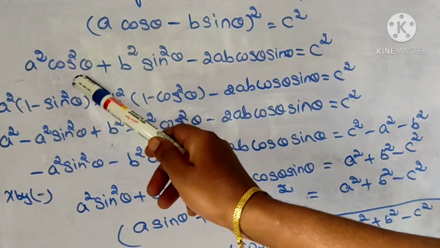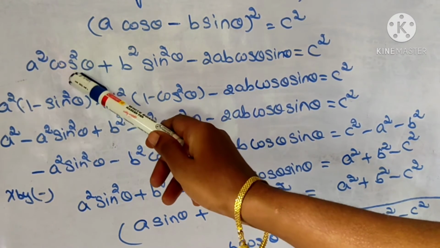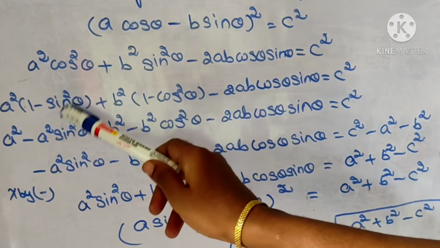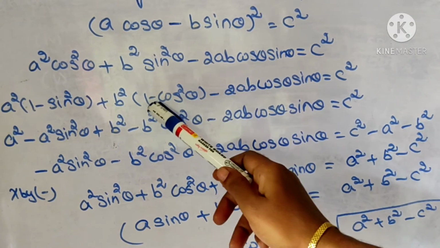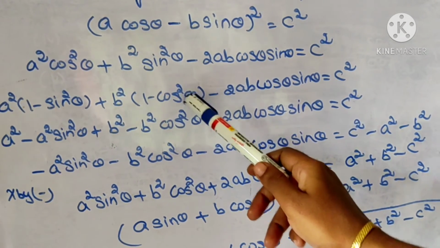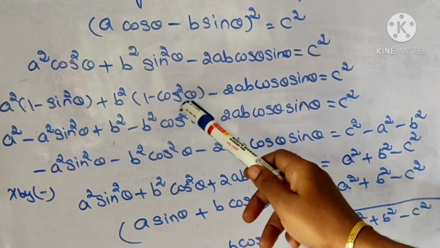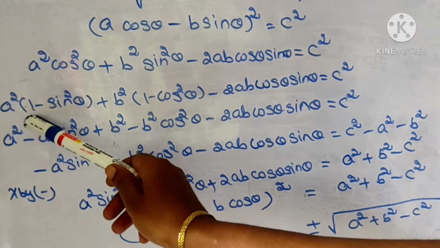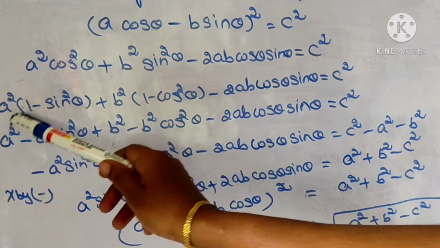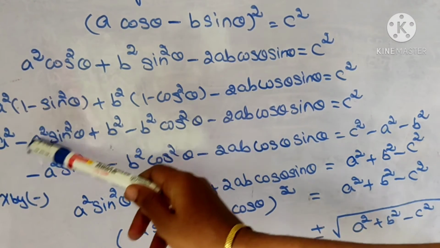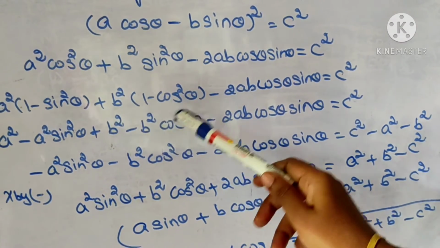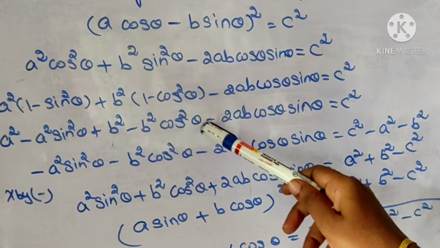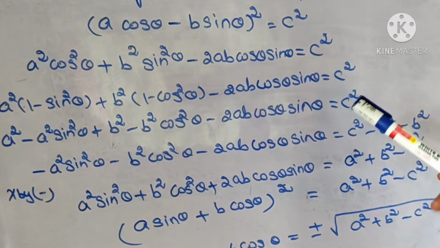Then one small adjustment using the trigonometric identity. Cos square theta is equal to 1 minus sin square theta, and sin square theta is equal to 1 minus cos square theta. You substitute the identity values. Okay, next step. You find the multiplication of A square into 1 minus sin square theta. So we get A square minus A square sin square theta. Here also we get B square minus B square cos square theta. Remaining terms you keep it.